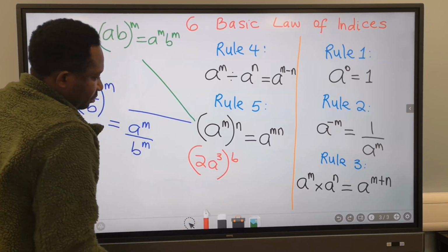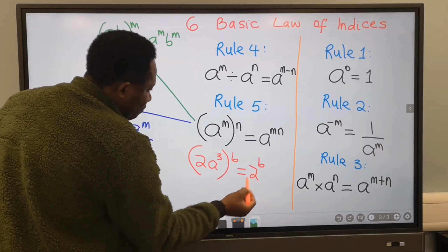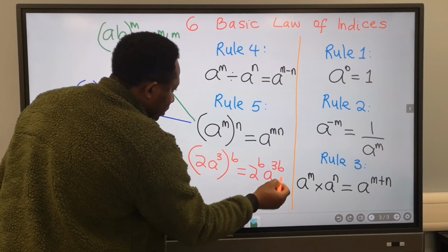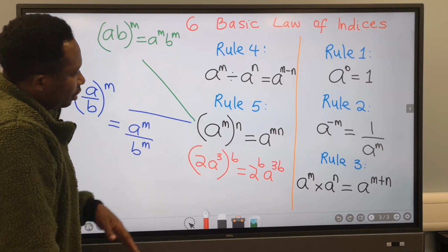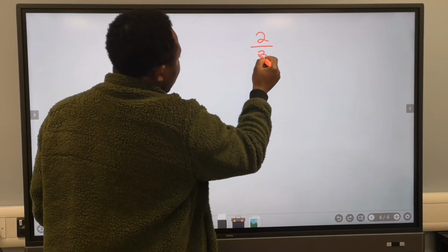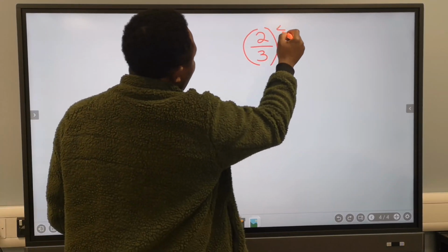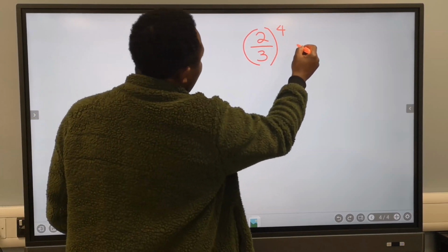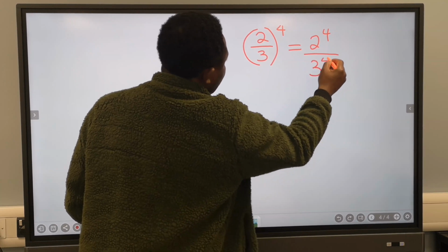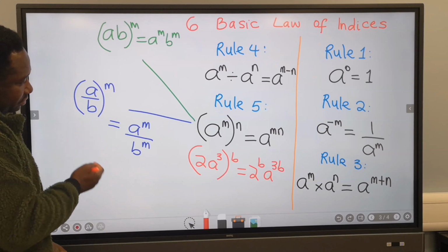With this rule, for example, if I have (2a to the power of 3) all to the power of b, I'm going to have 2 to the power of b and a to the power of 3b according to this rule. Also, if I have (2 over 3) in brackets all to the power of 4, I'm going to end up having 2 to the power of 4 divided by 3 to the power of 4 according to this variation.